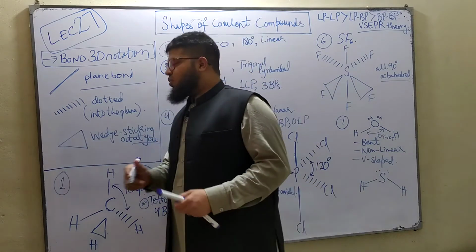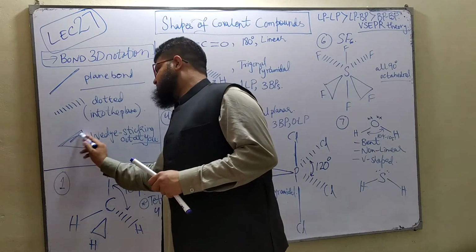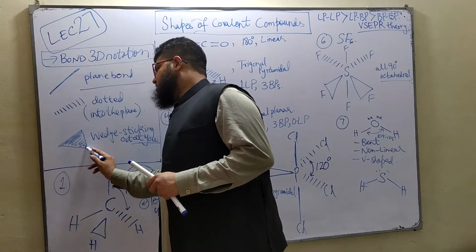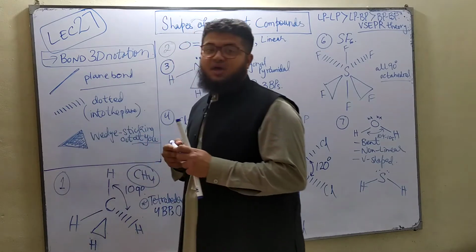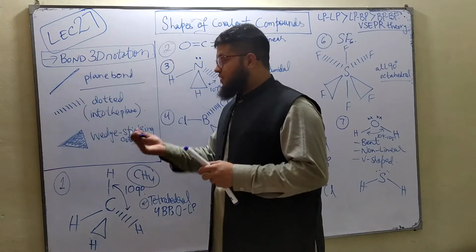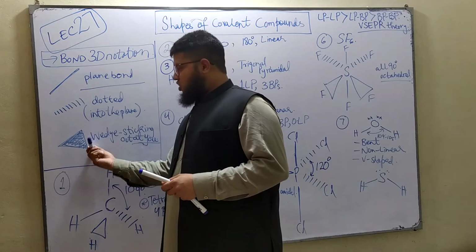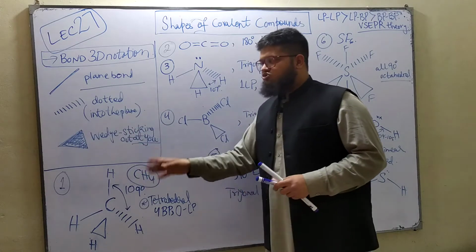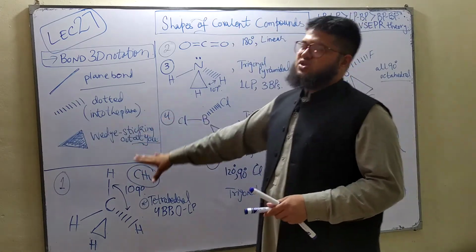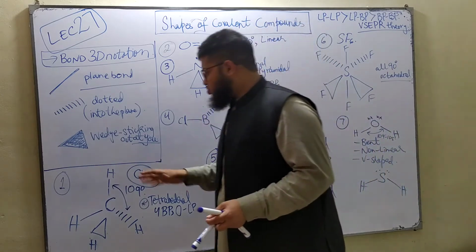Then comes the wedge bond. This triangular wedge, at times colored or shaded, represents a bond which is sticking out at you, out of the plane of the paper. So it is basically a bond that is like this, or like this, or like that, but out of the plane of the paper. These are the three bonds, and this was just a quick recap because you have already done this in your course.